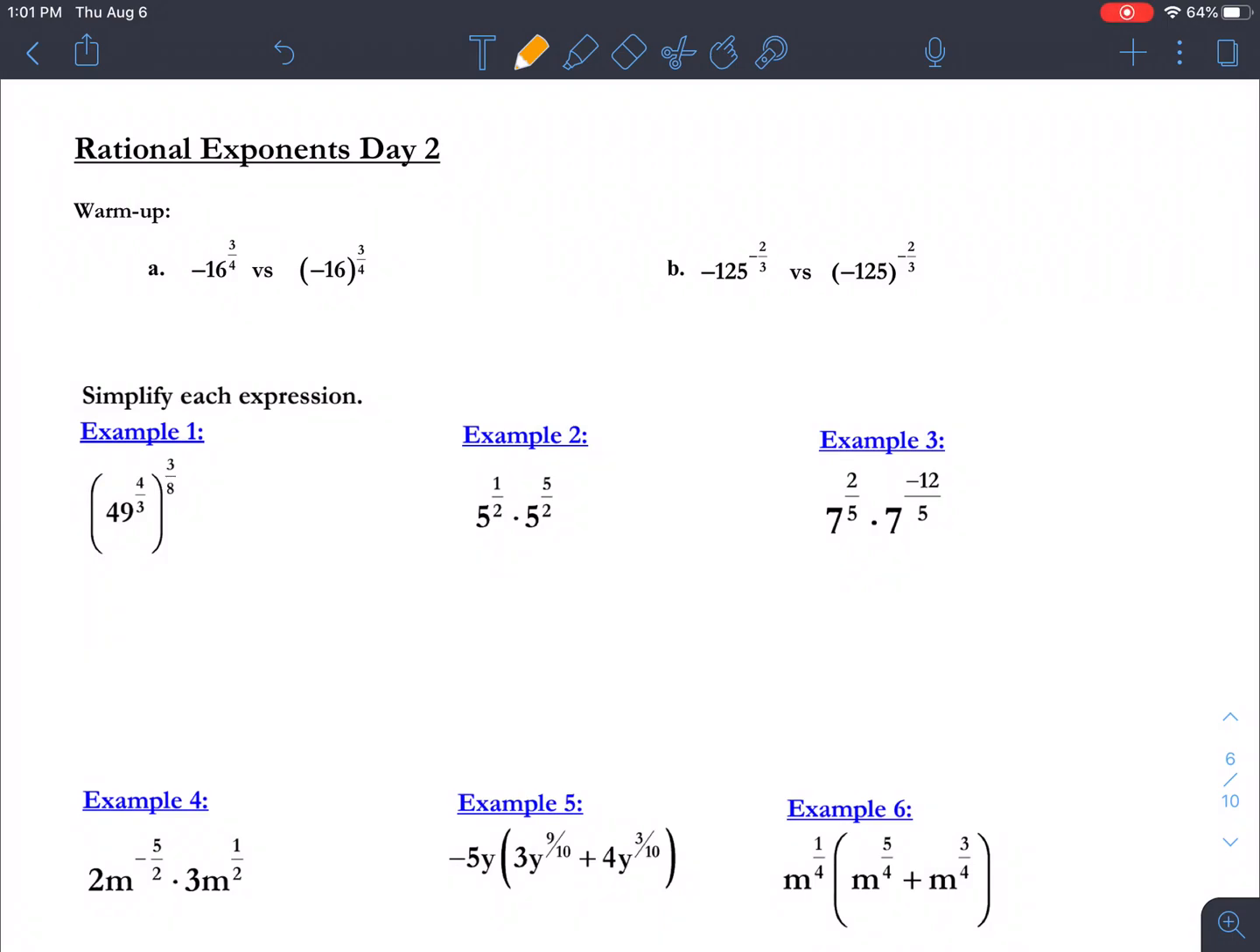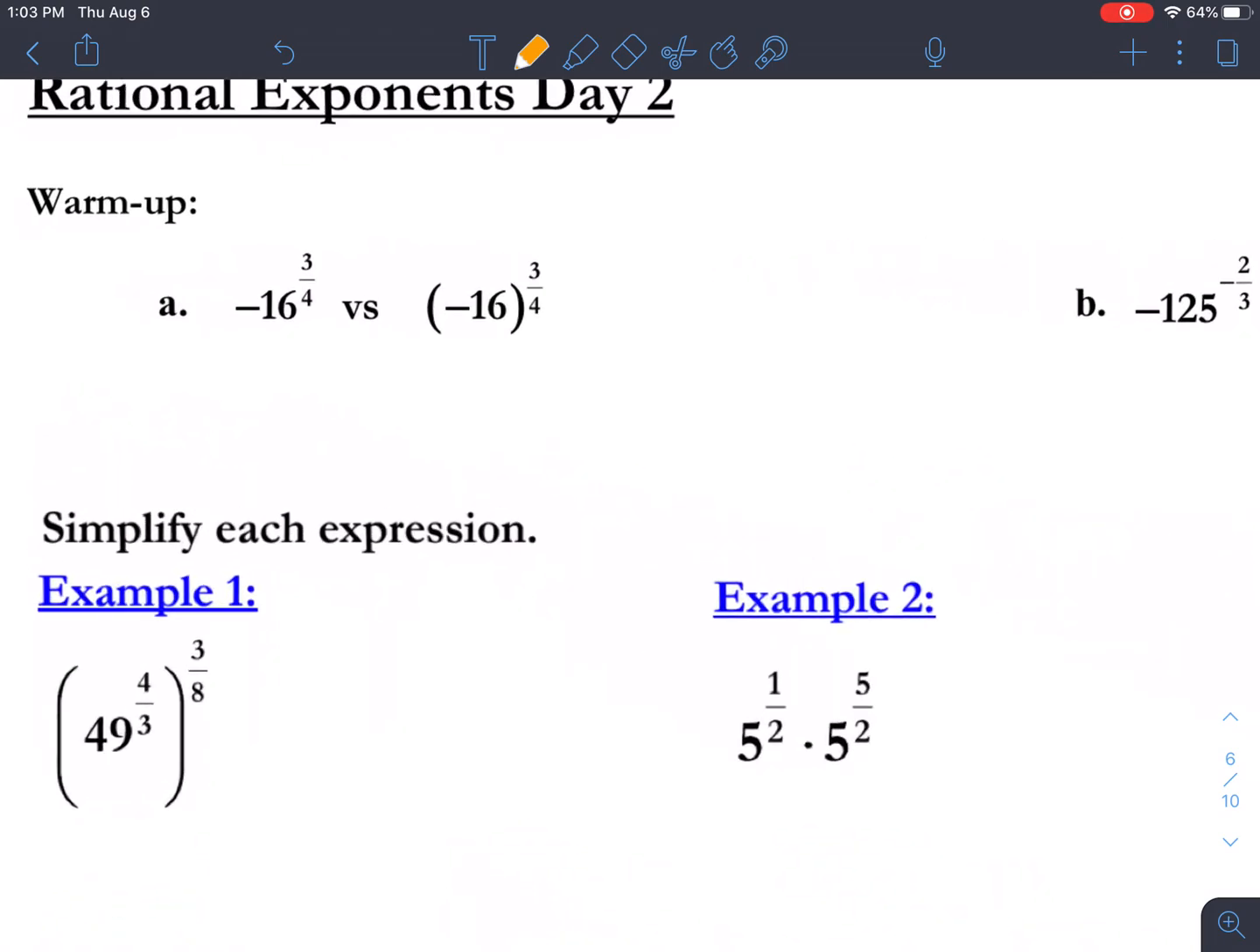Hey everyone. So today we're going to work on rational exponents day 2 and make sure we feel really good about this topic. So first thing, we're just going to do a little warm up here. You can pause the video, try these out, compare these two problems, okay? When you're ready, you can unpause and I'll go through them.